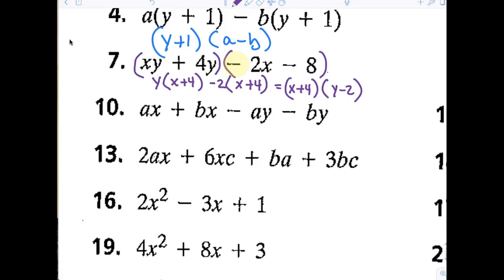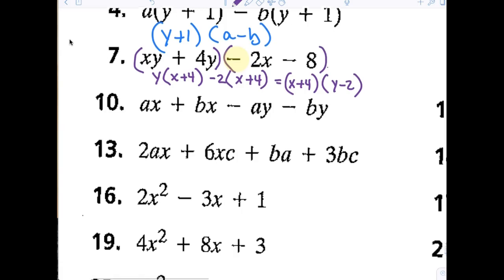That's not too bad. How'd you get the negative 2 outside the parentheses again? That's common with negative 2 and negative 8. Oh, okay. All right, so let's everybody try number 10. See how we're doing.